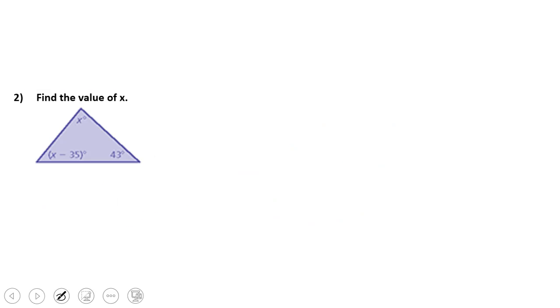Moving right along, same thing, finding the value of x. So this is where it gets just a slight bit more complicated. You have to remember to put in each angle. And so we have an angle that's x, we have an angle that's 43 degrees, and we have an angle that is x minus 35 degrees.